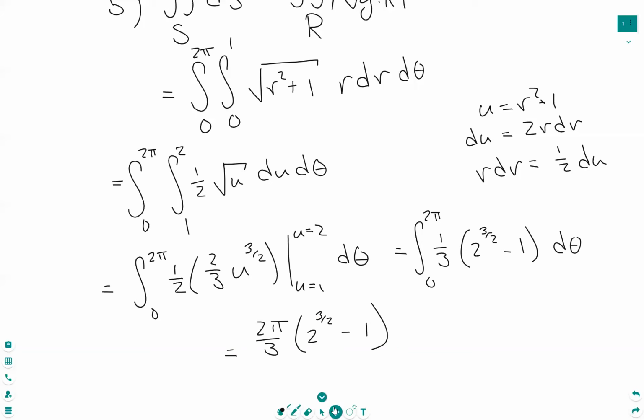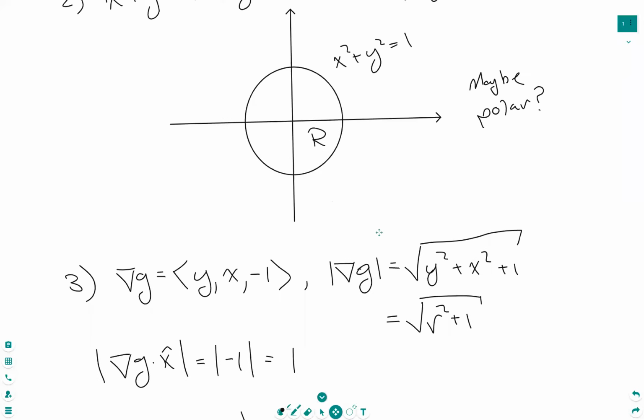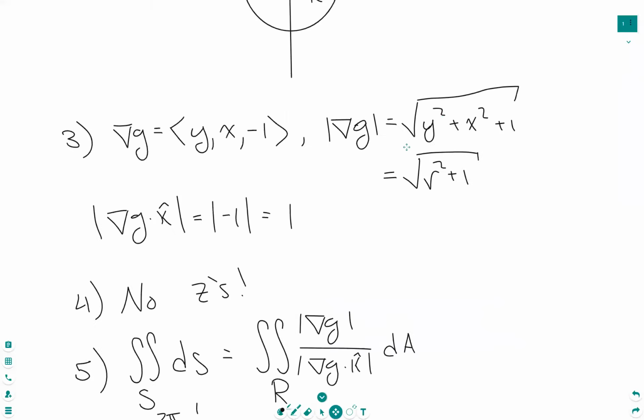So this just goes to show us that when we convert from the surface area integral to the area integral, we can still use polar coordinates. We can still use a different coordinate system. We just have to remember to do our Jacobians. So here we had the unit circle. We're like, oh, polar coordinates. Maybe we just double check.